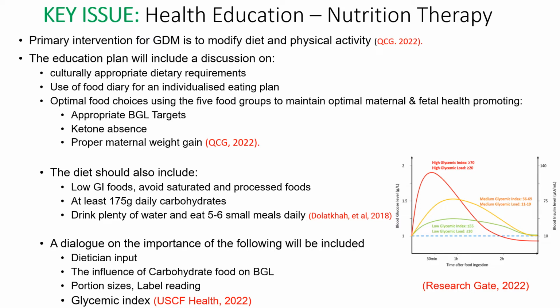The diet should also include low GI foods to avoid saturated and processed foods, at least 175 grams daily carbohydrates, plenty of water, and small meals spread throughout the day. A dialogue on the following will be included during the education session: dietitian input, the influence of carbohydrate and low glycemic index foods on BGL, portion sizes, and label reading.